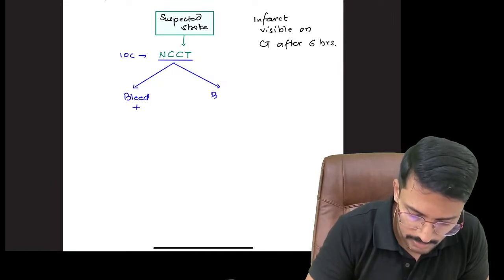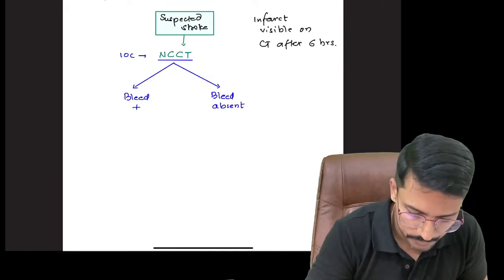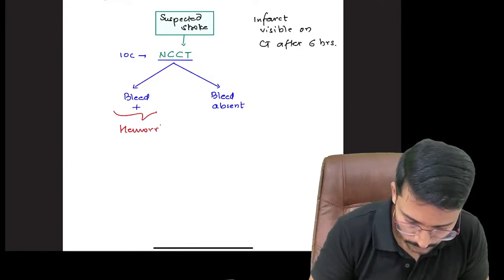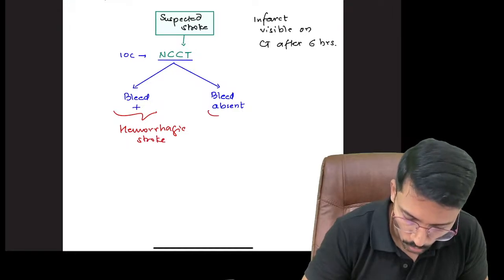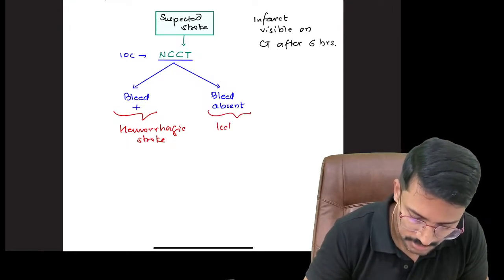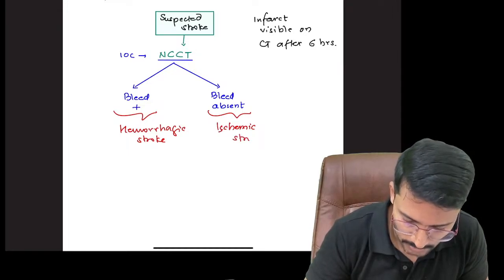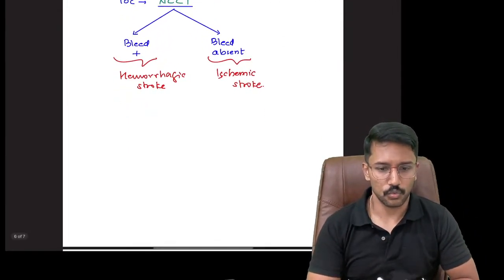If bleed is present, then it is a hemorrhagic stroke. And if there is no bleed, then it is ischemic. So all I need to see is there is no bleed. As long as there is no bleed on the CT scan, it will be counted as an ischemic stroke.